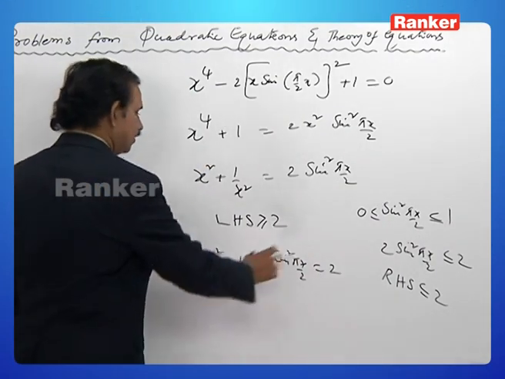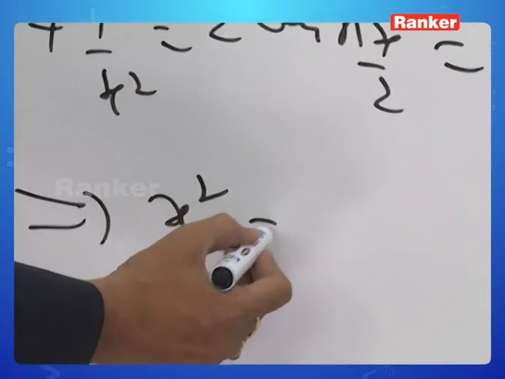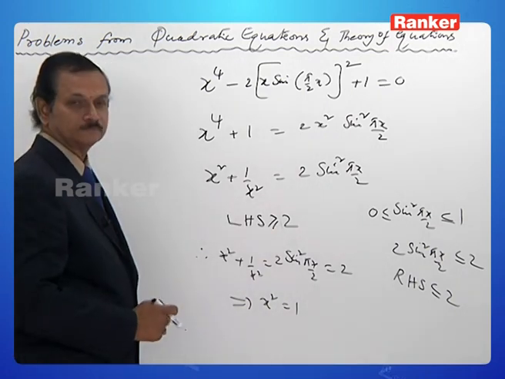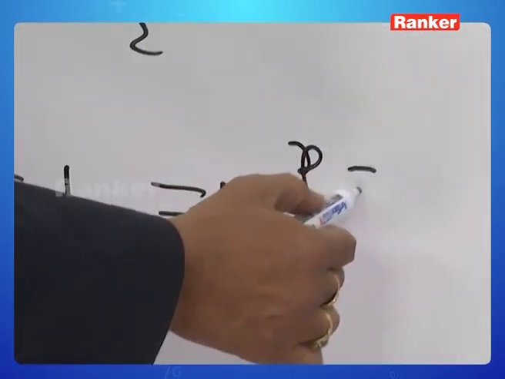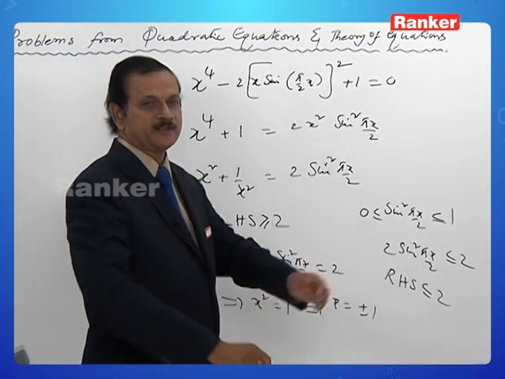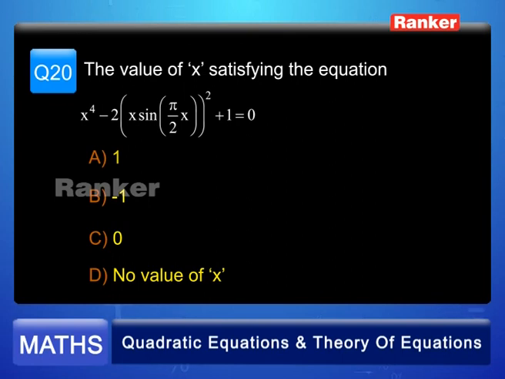Moreover, this is equal to 2 when and only when x square is equal to 1. 1 plus 1 by 1 becomes 2. x square is 1 implies x is equal to plus or minus 1. So, x is 1 is the right answer. x is equal to minus 1 is also a right answer. Therefore, what are the right options before us? Option A is correct and option B is also correct. The two right answers are 1 and minus 1, that is option A and option B.